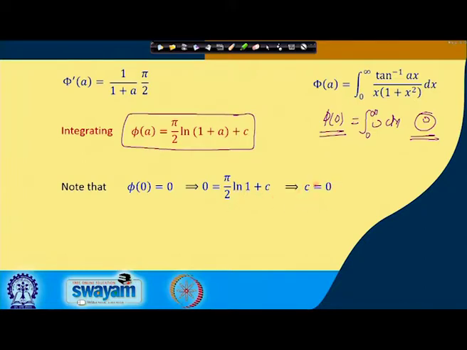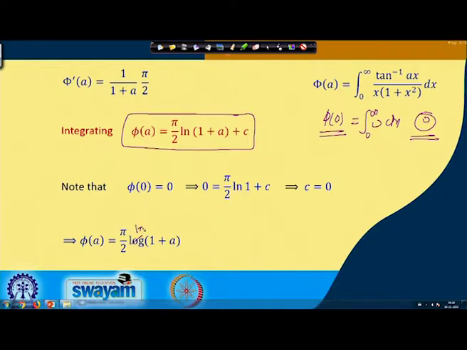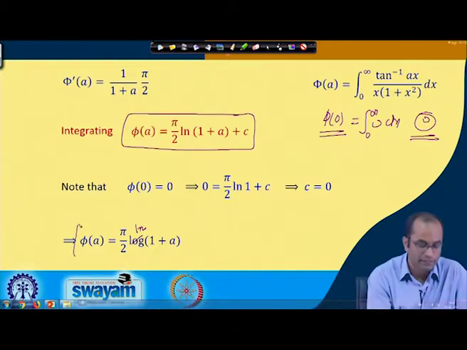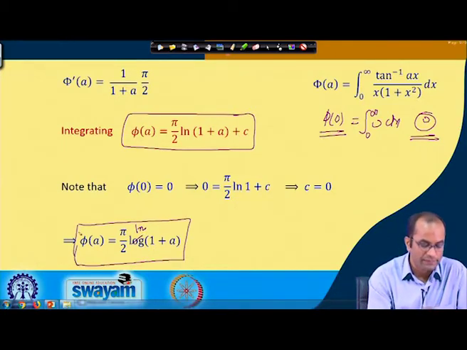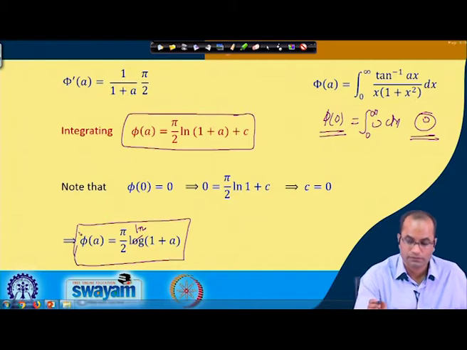So, we got this constant as 0, and then phi a becomes pi by 2 ln 1 plus a. So, phi a is pi by 2 and this ln. So, this log is just the natural logarithm ln and 1 plus a, and this is what we want to prove. So, we got this value here by using this Leibniz rule, or the differentiation under integral sign, quite easily.